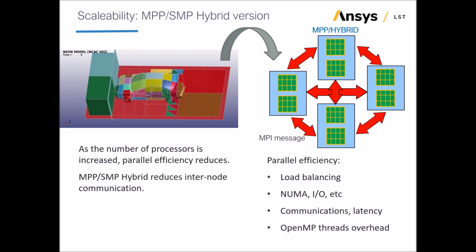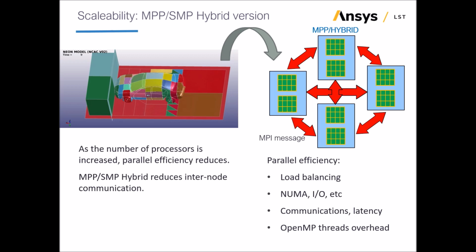A big factor is communication between processors, especially over the network. Communication is needed for what's happening at the boundaries between the domains, and also for contact. For example, an element in the red domain might contact an element in the blue domain later in the calculation, so the red processor and the blue processor have to talk to each other about that. This becomes a bigger drag on performance the more domains you cut the model into.